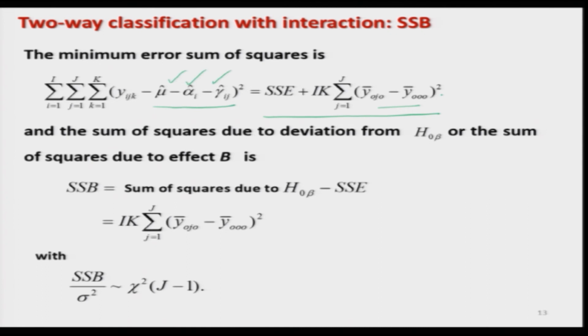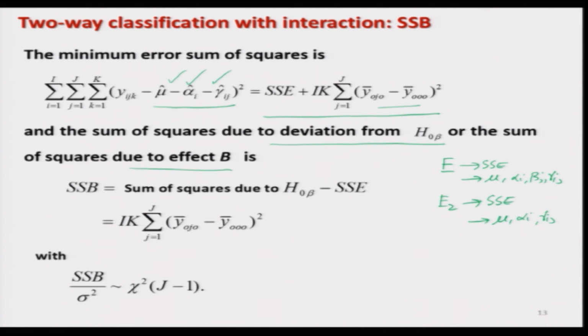And you can see here, this is the sum of squares due to deviation from H naught beta, or the sum of squares due to effect B can be obtained from here. How? If you recall, you had obtained the E earlier, and from there the SSE, which was based on mu, alpha i, beta j and gamma ij. Then you obtained E2, and then the SSE, which is based on mu, alpha i and gamma ij.